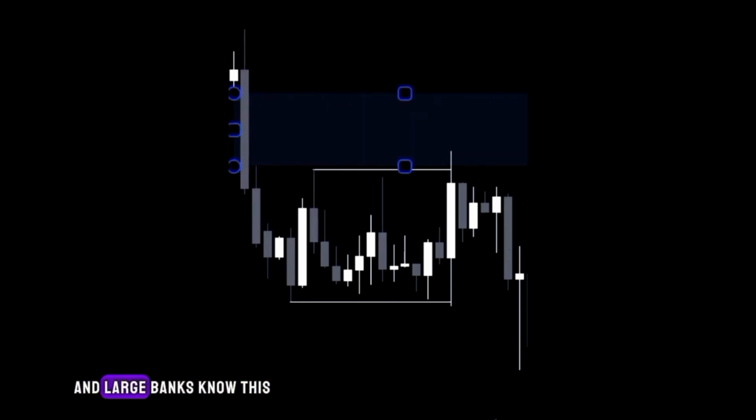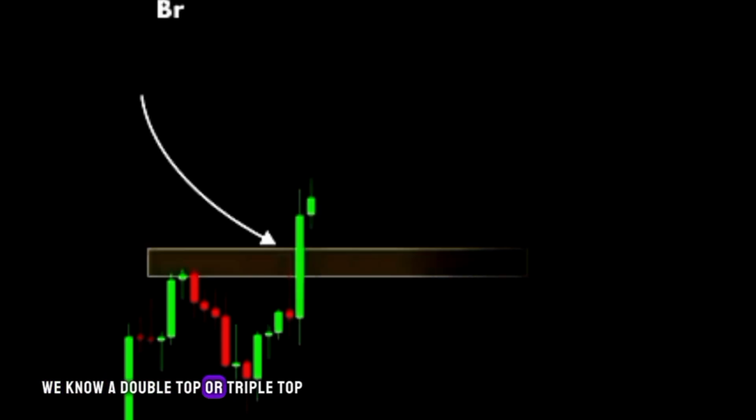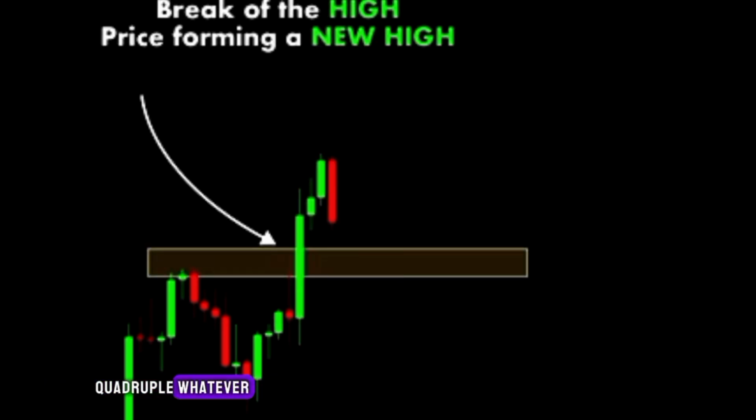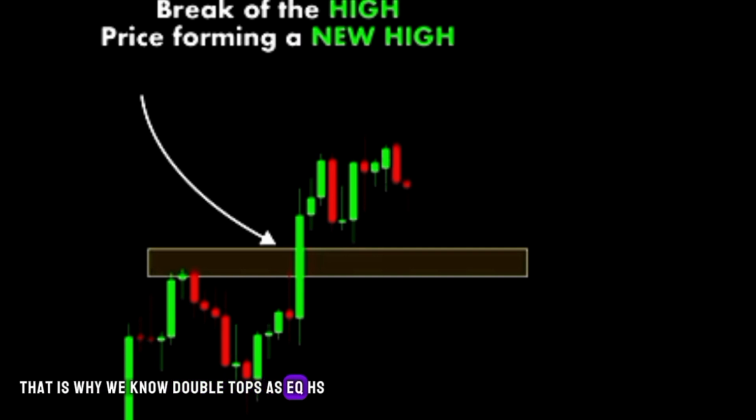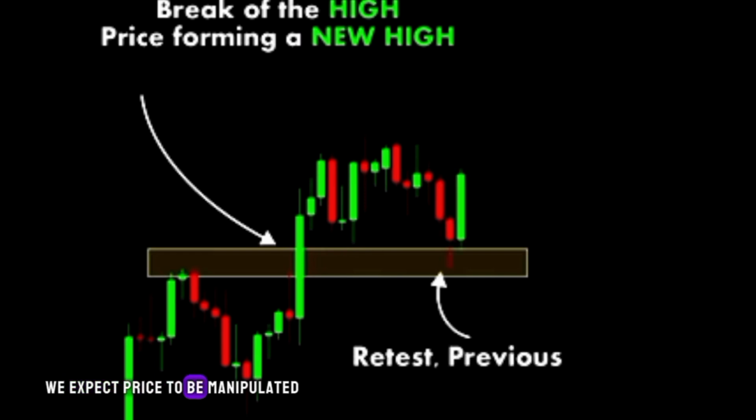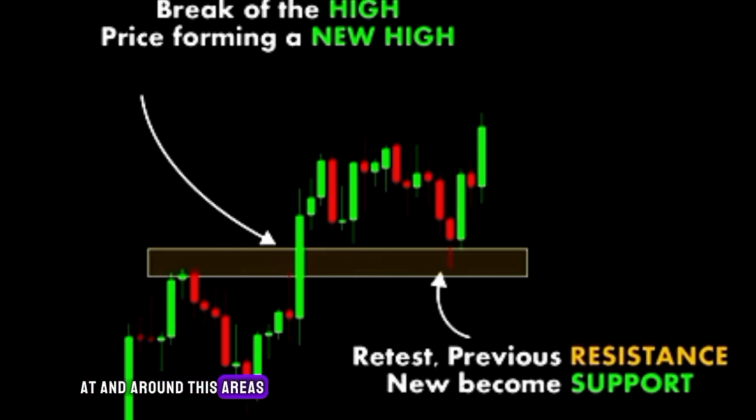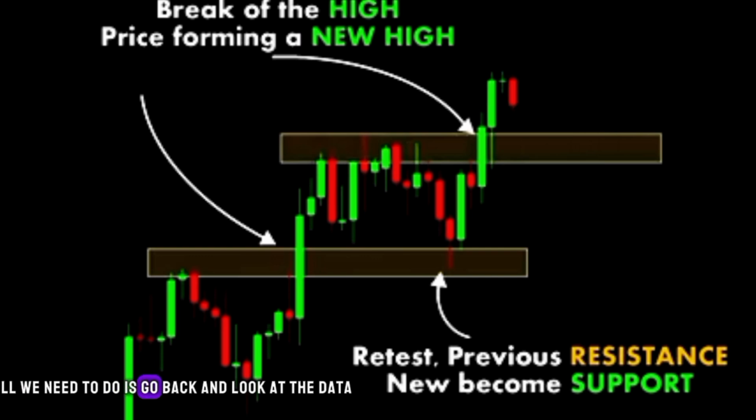If we know this and large banks know this, what does that really mean? Well, it means that there is a lot of liquidity above or below these areas. So there is a lot of liquidity above a double top or triple top, quadruple, whatever. And there is liquidity below double bottoms. So that is why we know double tops as EQHs and double bottoms as EQLs. We expect price to be manipulated at and around these areas. All we need to do is go back and look at the data, because it's all there.